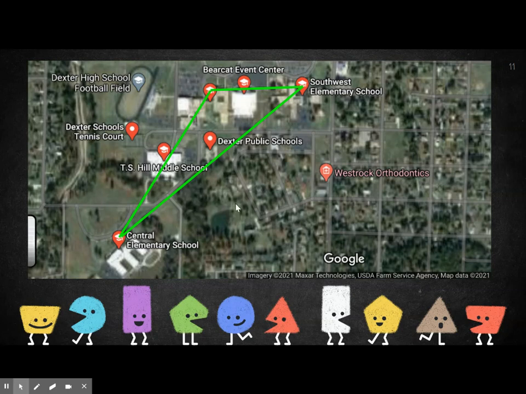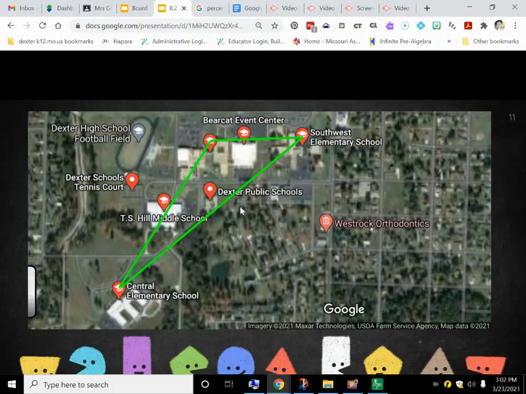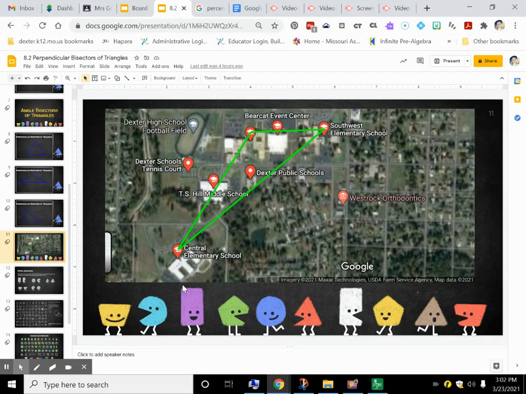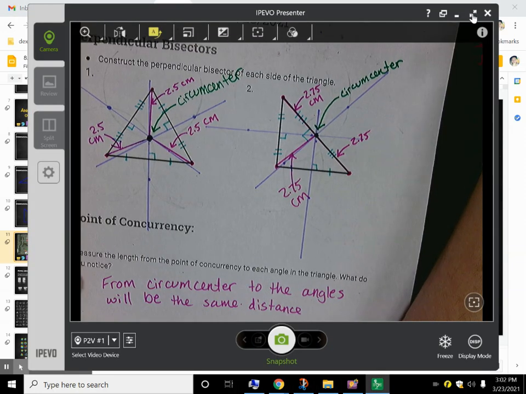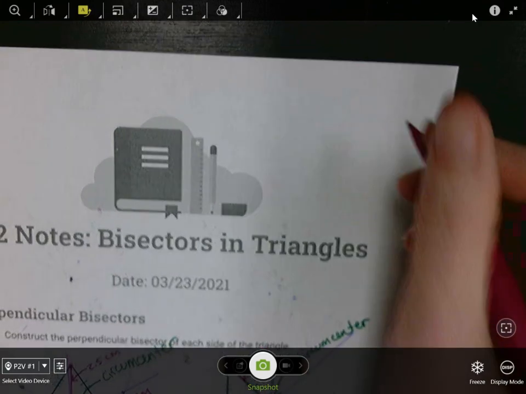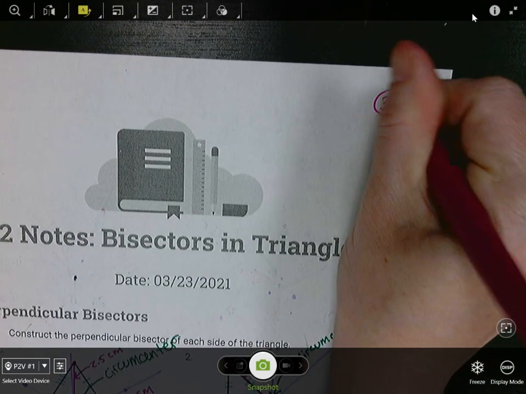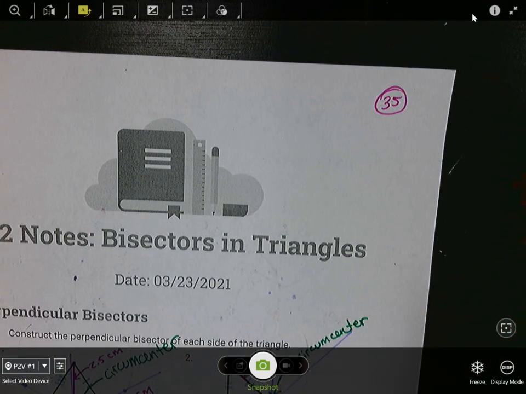All right, awesome. So now we're all architects. All right, you have a second set of notes that you need to complete. When you're finished with those notes, you'll put them in your table of contents. And I believe this set of notes was page 35, but make sure of that. And it's 8.2 notes, bisectors and triangles.